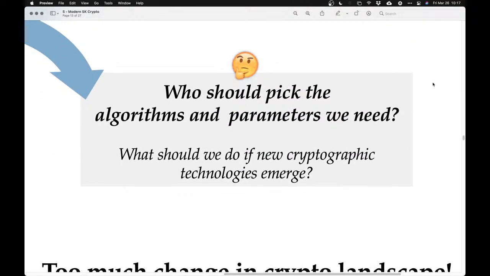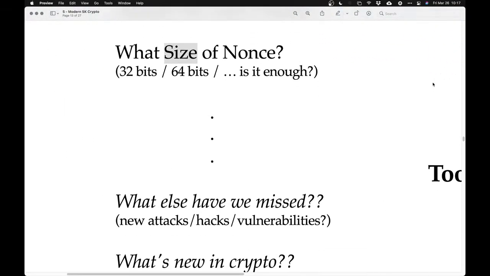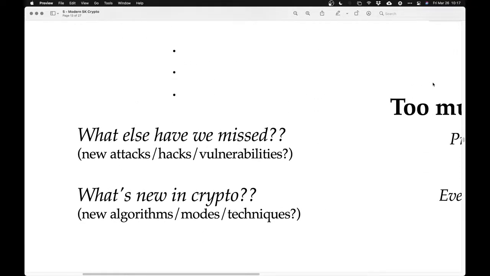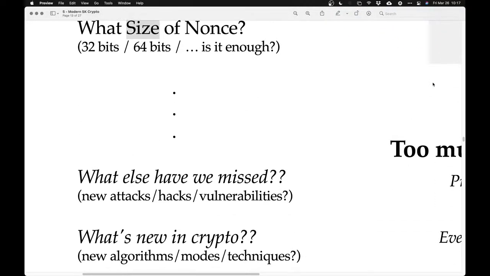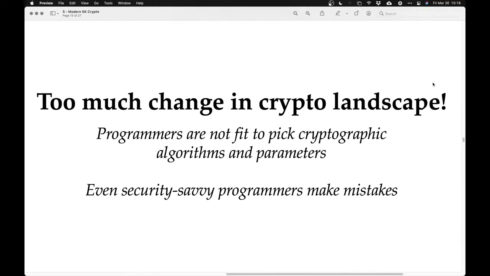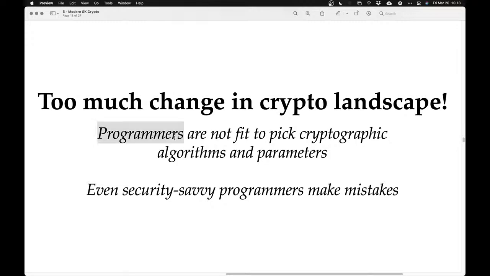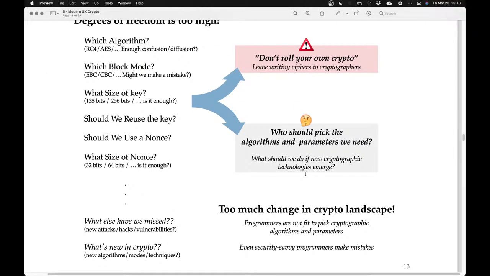All right? So who should pick the algorithms and all these parameters? And what should we do when the world changes, right? What if I'm using a library and everyone says this is good, so I use it, but how do I know tomorrow someone hasn't broken this cipher? How do I know tomorrow they don't realize that, oh, the nonce size should be twice as big, everyone changed? How do I know this? Do I have to keep up with crypto for the rest of my life? Like, I'll get nothing else done if this is all I do. There's too much change in the crypto landscape. Programmers are not fit to pick cryptographic algorithms and parameters. Even security-savvy programmers make mistakes. Okay? So what shall we do?